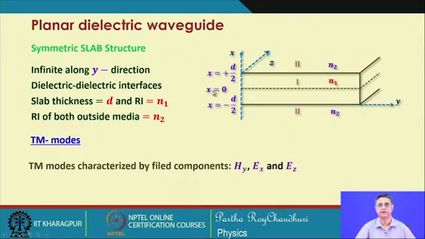where you have the same coordinate axis at the axial line, that is at x equal to 0, same structure, but this time we will consider the TM modes. And TM modes are characterized by the Hy field, which is the tangential component of the magnetic field, and Ex and Ez will be associated with these TM modes.